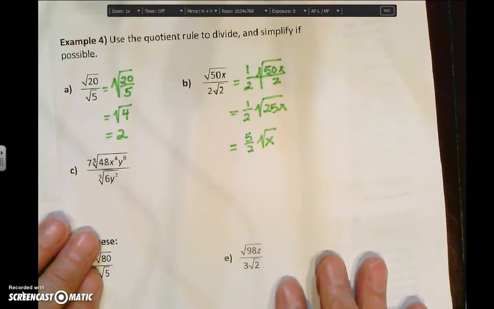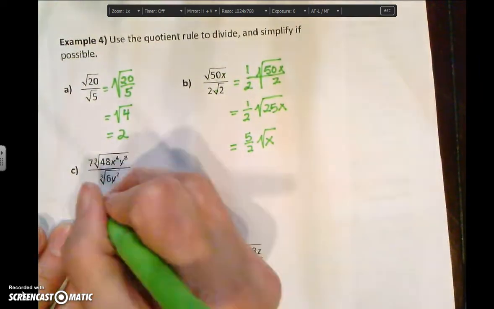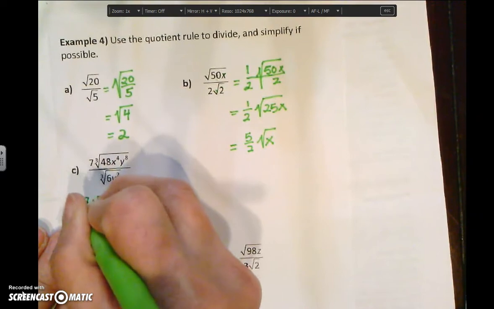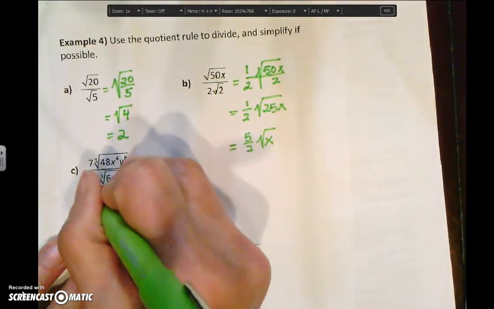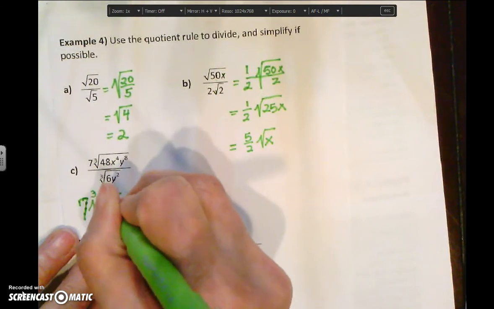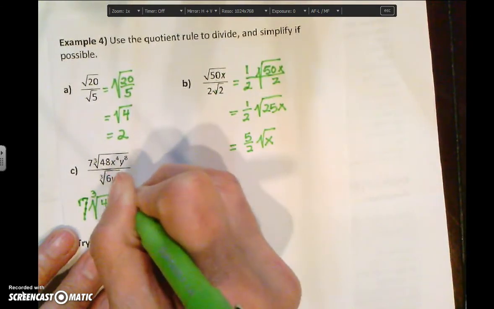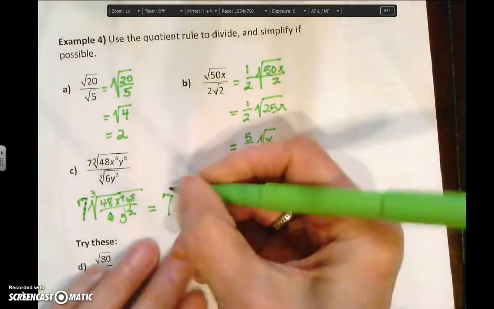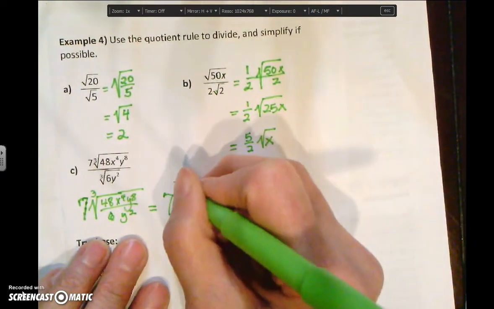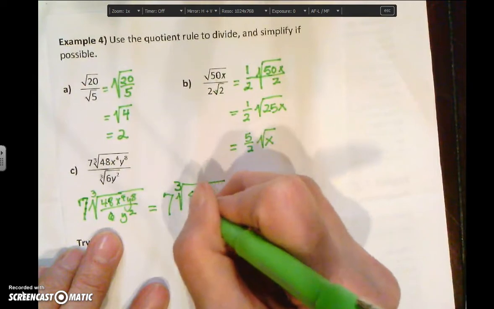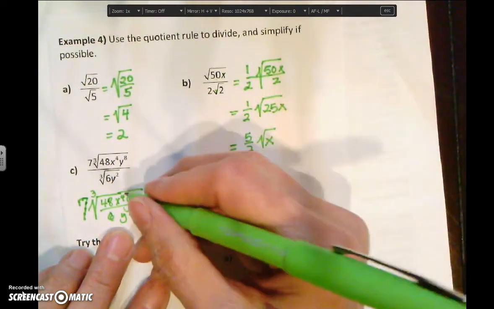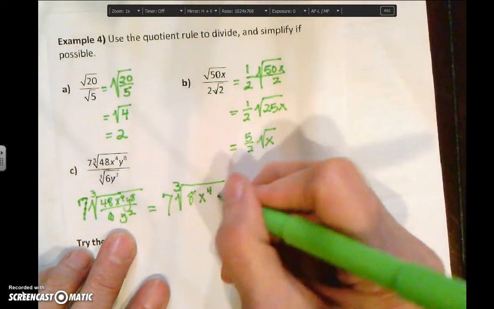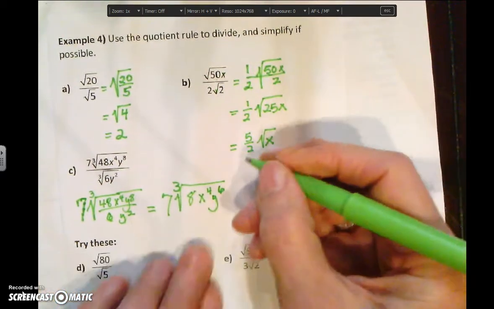And finally, this really messy looking thing over here, we're just going to, again, think of this, the 7's on the outside. I'll put it as a big 7 on the outside. And this is a cube root. And then I have 48 x to the 4th y to the 8th over 6y squared. Then I'm going to reduce my fractions inside there, cube root. So 48 divided by 6 is an 8. Then I have x to the 4th. And then y to the 8th canceled with y to the 2nd gives me y to the 6th.